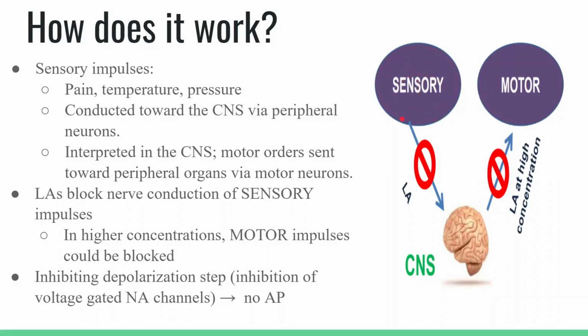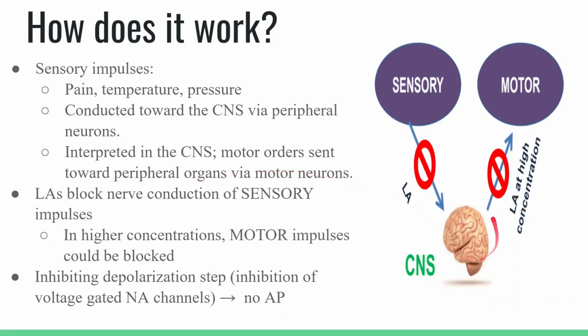Here we have the site of stimulus, and of course, once we feel pain in that area, we will have sensory impulses traveling through peripheral neurons into the central nervous system. What happens then? These impulses will be interpreted in the central nervous system, and then we will have motor orders sent towards the peripheral organs. For example, to move our arms or legs or anything like that, right?